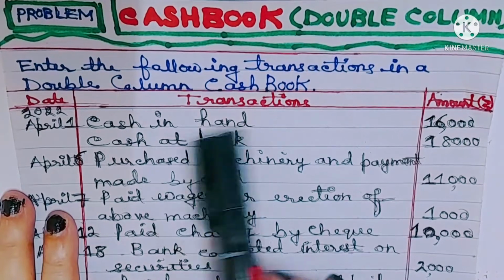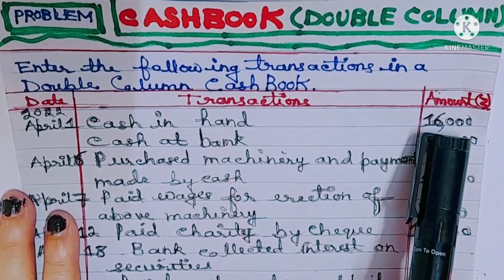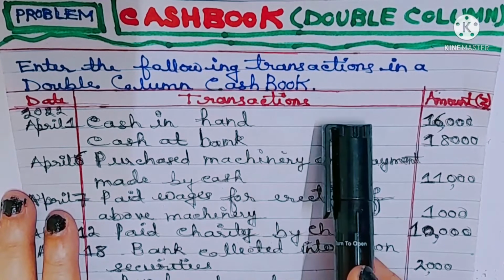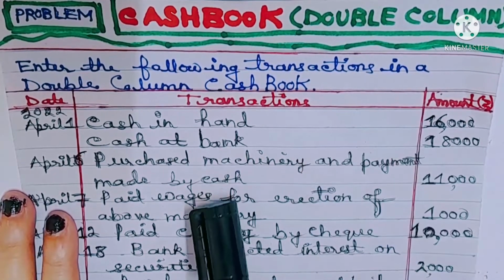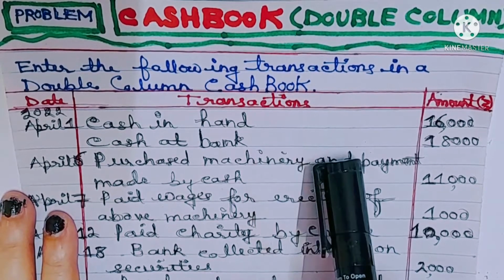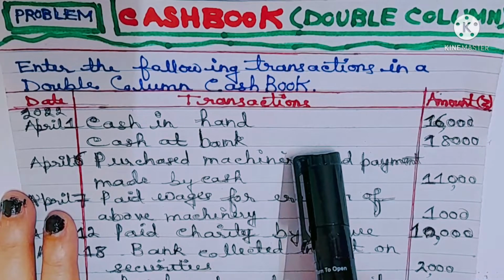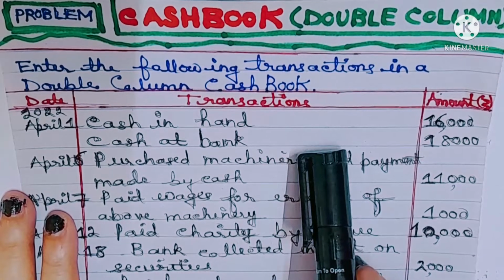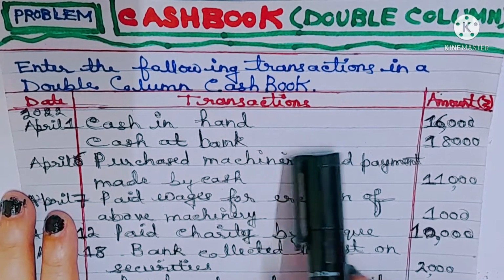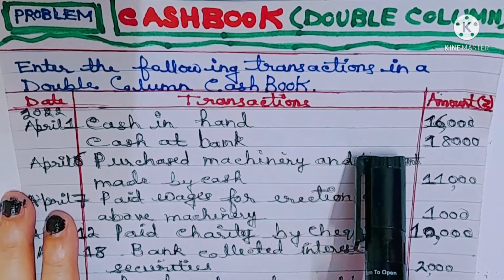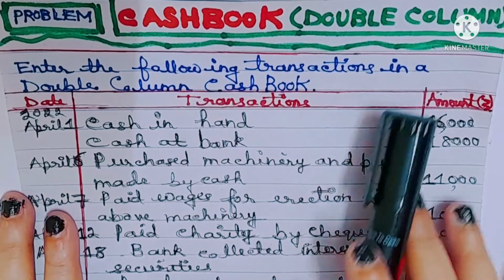Since the cash column shows a debit balance, we'll write on the debit side in the cash book, in the cash column, to balance BD 16,000. And the bank column also shows a debit balance. There is no bank overdraft, so it's a debit balance, cash at bank. So we'll have to write on the debit side in the cash book, in the bank column, to balance BD 18,000. Okay, so let's write.